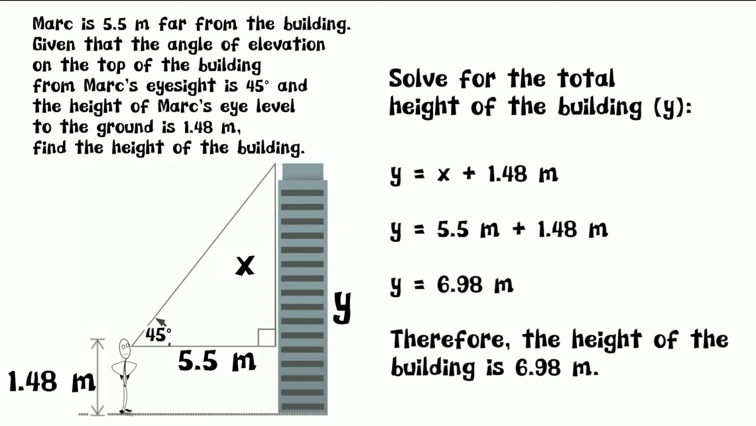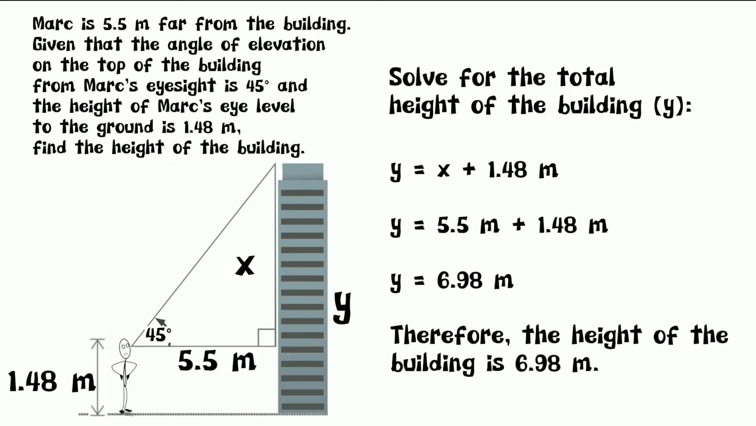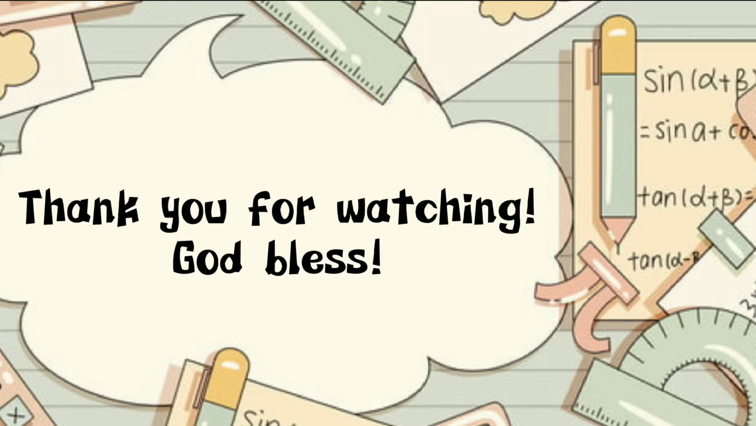Lastly, we are going to solve for the total height of the building, y. The total height of the building is equal to the sum of x, which is 5.5 m, and the distance of Mark's eye level to the ground, which is 1.48 m. Adding 5.5 m to 1.48 m, it becomes 6.98 m. Therefore, the value of y, or the total height of the building, is 6.98 m. We finally found the height of the building.